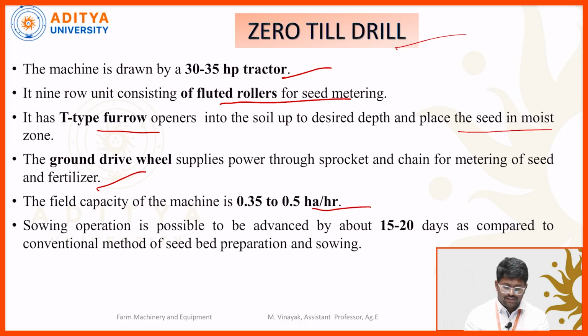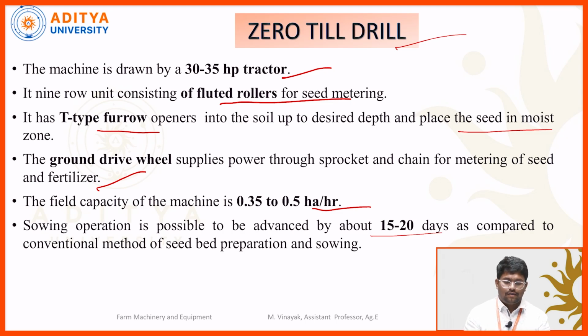Sowing operation can be advanced by about 15 to 20 days as compared to the conventional method. So, this is the main purpose of the zero till drill here. In the conventional method, after harvesting the crop, we need to go for the ploughing operation again, and the sowing operation independently.